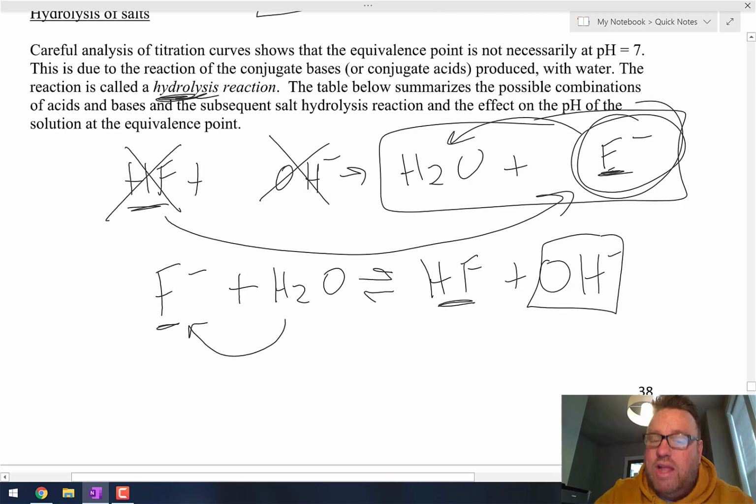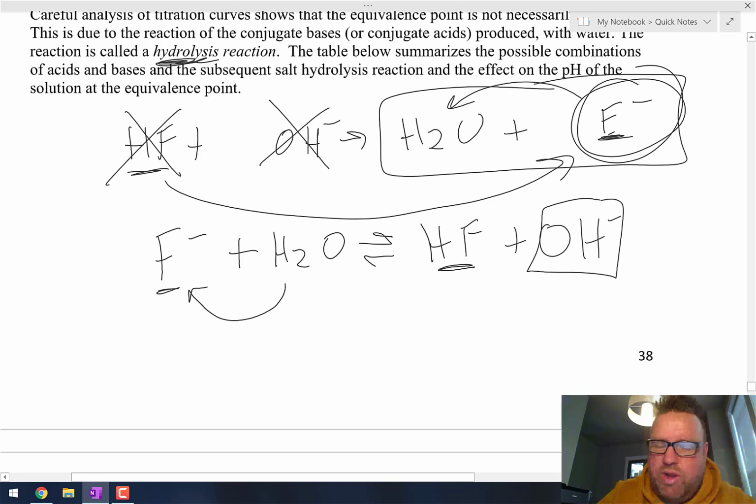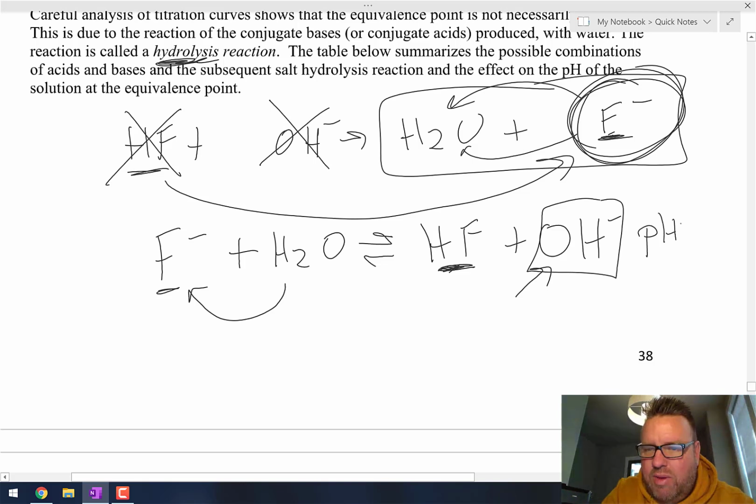And again, right now we are at the equivalence point. We don't have extra hydroxide, but that fluoride ion is going to hydrolyze with the water that's there, and it's going to reform some of those HF particles, and more importantly, some hydroxide ions. And hydroxide ions make the pH go up. So at the equivalence point, the pH is going to be greater than 7. And that's the important part.